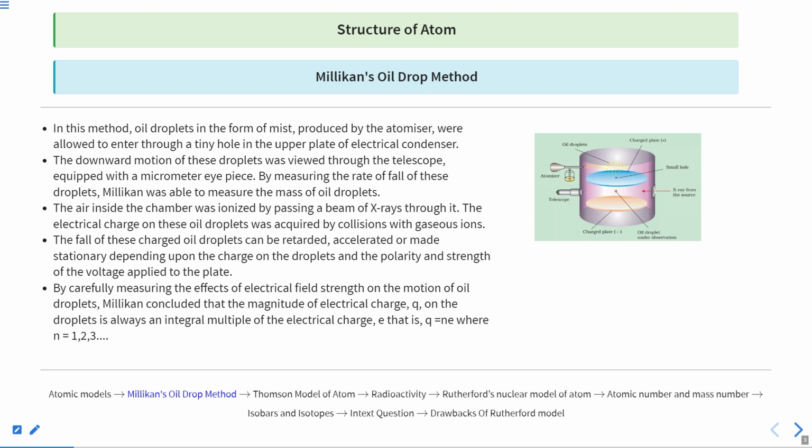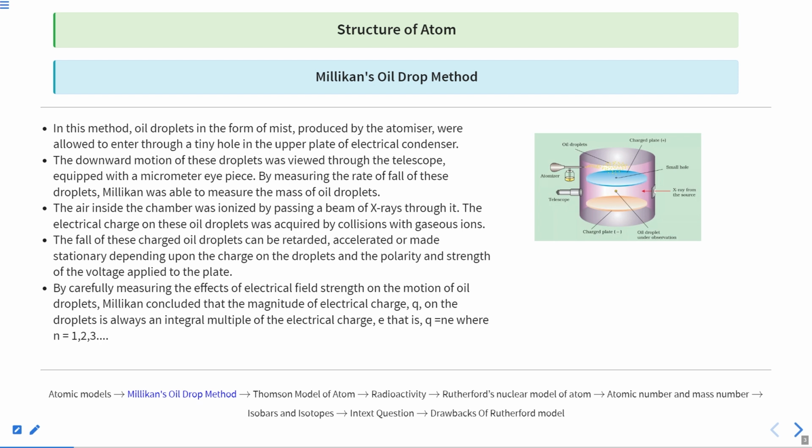Now all this retarding and accelerating will depend upon, first, the charge or the polarity that has been developed in the oil drop, and second, the voltage we have applied on it. Now by carefully measuring this electric field and the motion of the oil, we have calculated the magnitude of the charge on the oil droplets. We have done it multiple times for multiple oil drops, and we found that this charge is always an integral multiple of e.